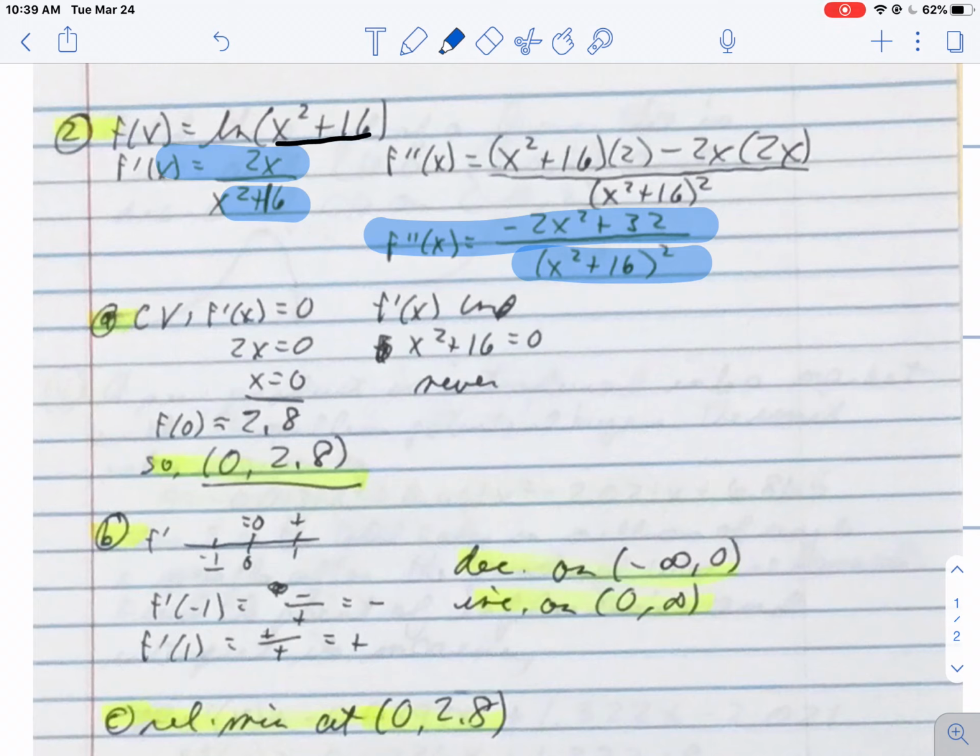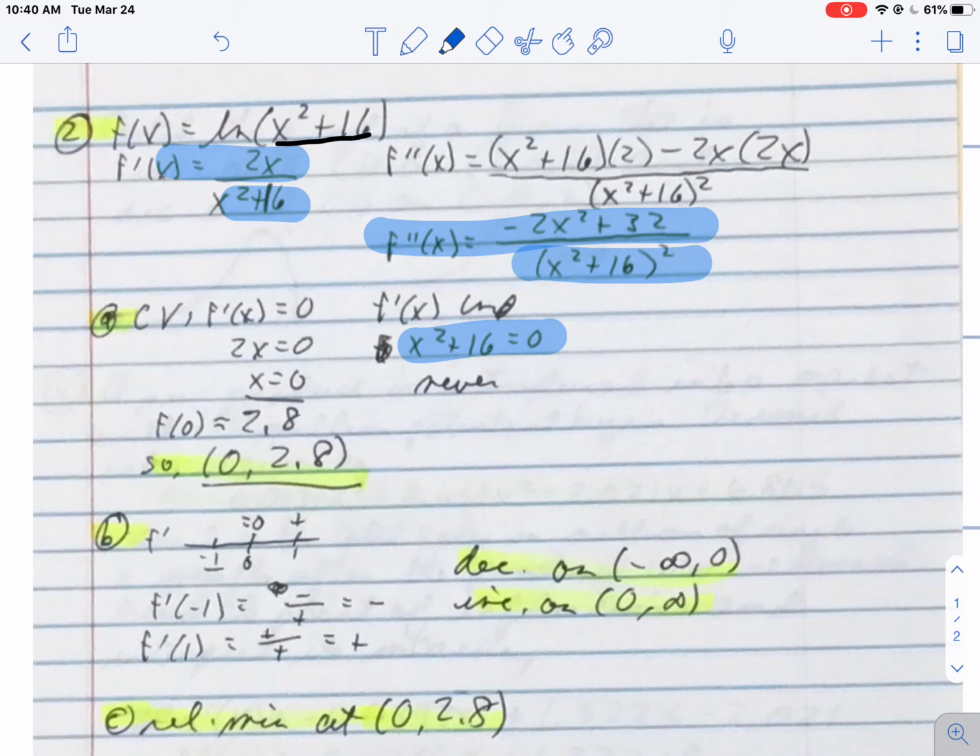But notice in this case, x squared plus 16, where is that going to be equal to 0? Well, that's never going to equal 0, because I don't care what you plug in place of x. The fact that you're going to square it gives you a positive value, always. And then you're adding 16 to that. So you're always going to get something positive there, which means it's never going to be 0.